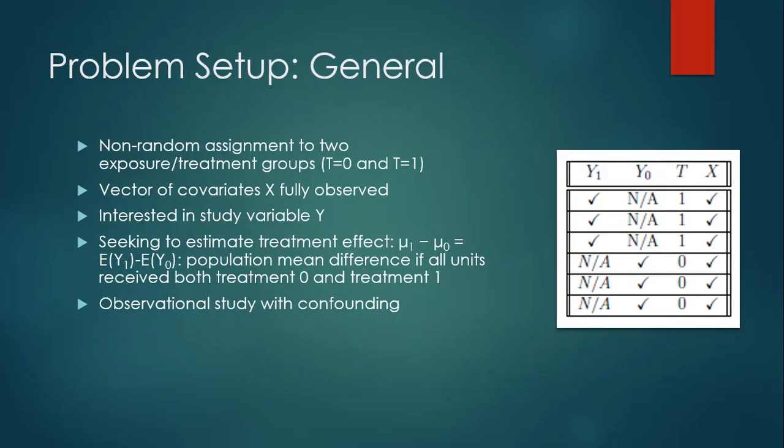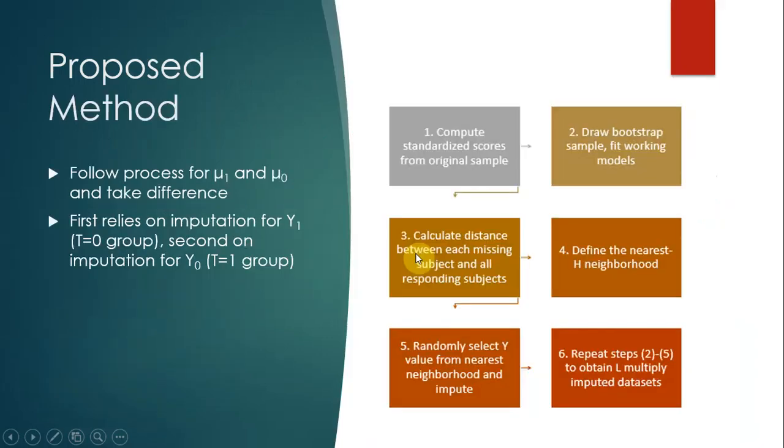But first, a little bit of a problem setup in general. So we have a non-random assignment to two exposure/treatment groups, t equals 0 and t equals 1. We have a vector of covariates x that is fully observed, and we're interested in study variables y1 and y0 corresponding to t equals 1 and t equals 0 respectively, or an observational study with confounding, where we're seeking to estimate the average treatment effect mu1 minus mu0.